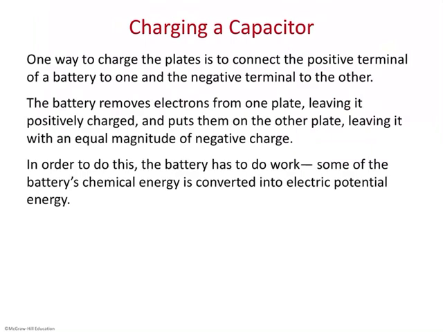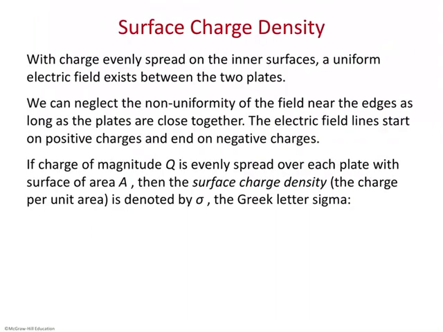So charging a capacitor, one way to charge the plates is to connect the positive terminal of a battery to one, so you're actually using a battery to power these, and the negative terminal to the other. The battery is going to remove the electrons from one plate, which is going to leave it positively charged, and put them on the other plate. That's kind of cool. And they're going to hold that charge for a certain amount of time. In order to do this, the battery has to do work, obviously. So there's some electric potential energy. Chemical energy is converted to electric potential energy, which is what we've been talking about.